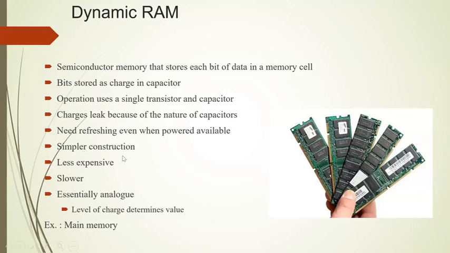Okay, simpler construction, less expensive, slow. It is slow when compared to the SRAM, sorry, static RAM. Dynamic RAM is essentially analog. That means it keeps an analog signal, which is continuous charging and discharging, not like the values 0 and 1. The level of charge determines the value. Main memories are normally DRAM.